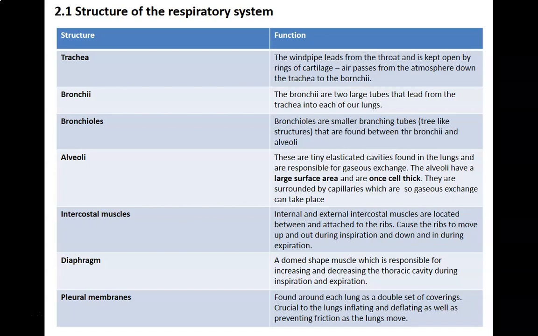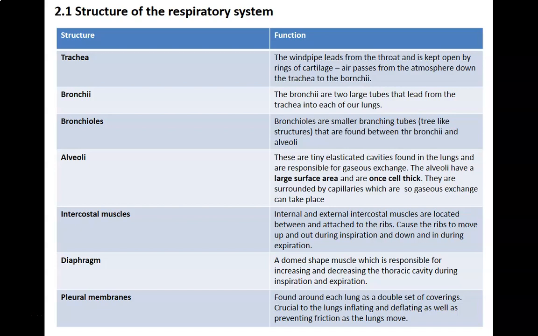And then finally, we have the pleural membranes. These are found around each lung as a double set of coverings, and they are crucial to the lungs during inflation and deflation, as well as preventing friction when the lungs move, i.e. when we inflate and the lungs have to expand, and then when we breathe out and they deflate. So it's really important for that.